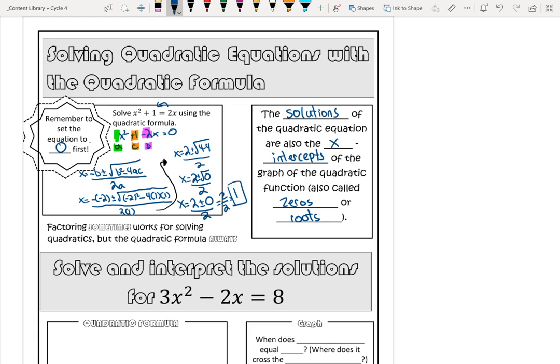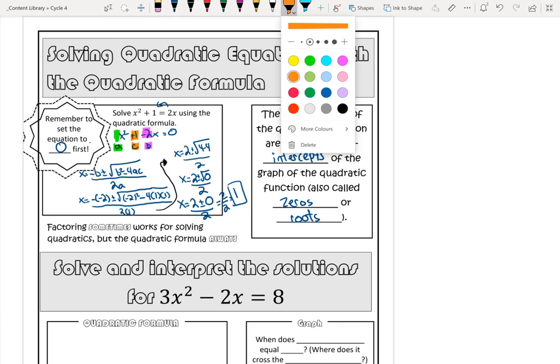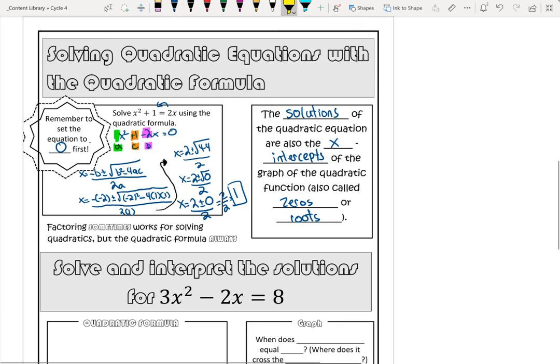So again, the question may ask you to solve for the x-intercepts, or find them, or find the roots, or find the zeros. Well, again, to keep in mind, factoring sometimes works, so we can use factoring sometimes for this, but the quadratic formula will always work. So regardless of if you factor or not, the quadratic formula will always work.